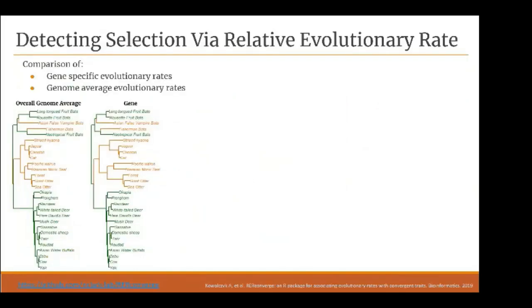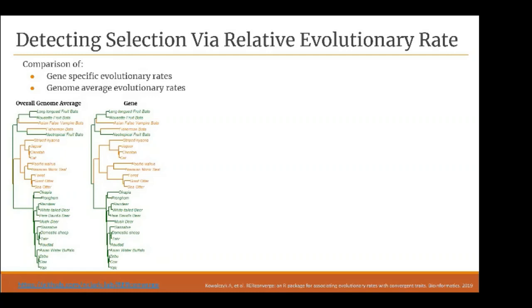As I mentioned, this works on the principle of detecting selection on genes, which means obviously you need a way to do that. The way that we do it is via something called relative evolutionary rate. This comes from a package, RERConverge. I have a link down here, which is the underlying work I mentioned that I'm building upon.